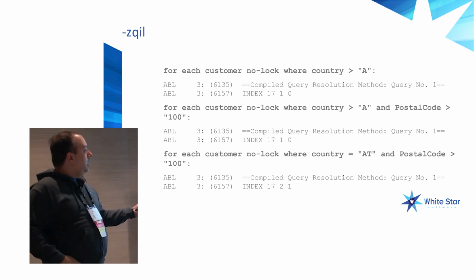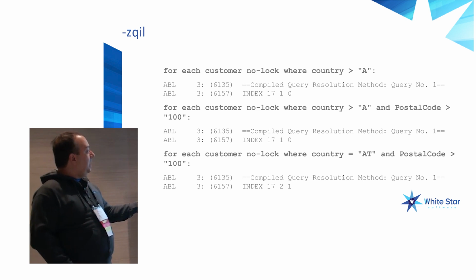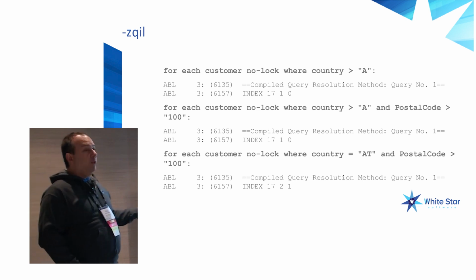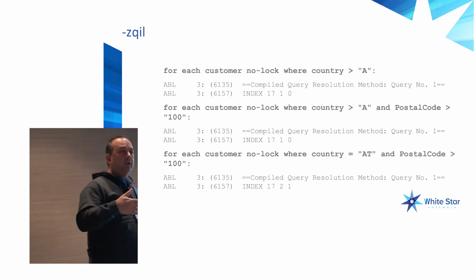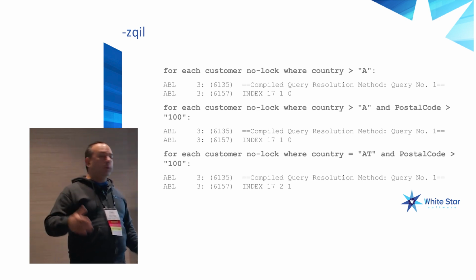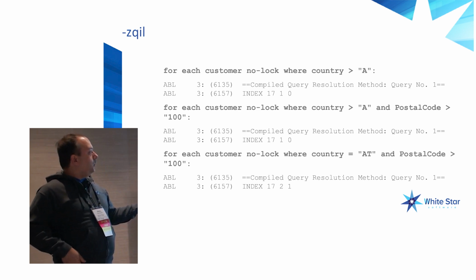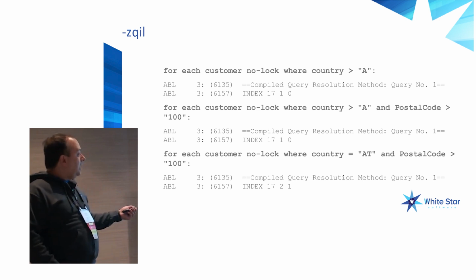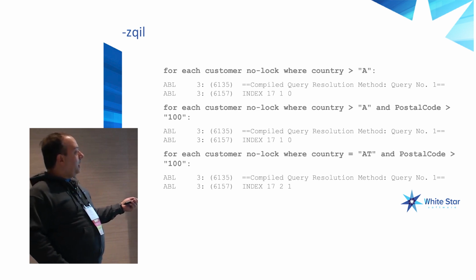Second example, where country is greater than A and postal code is greater than 100. Well, even though I happen to have the index in question is country and postal code, even though it's both, because this is a range match, I can't use the second field. And so again, I see 1 and 0, a lower bound and an upper bound.